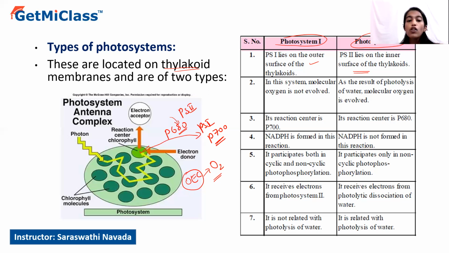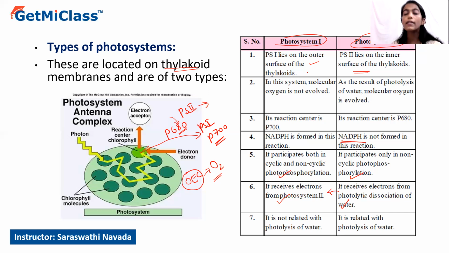And here photosystem 2 is involved in the process called photoreduction, where the reducing agent NADPH will be formed, but not in photosystem 1. And photosystem 2 takes part only in the non-cyclic photophosphorylation. What are cyclic and non-cyclic photophosphorylation? We'll study in the light reaction. And photosystem 1 takes part in both cyclic as well as non-cyclic photophosphorylation. Photosystem 2 receives electrons from the splitting of water molecule, whereas photosystem 1 receives the electrons from photosystem 2.